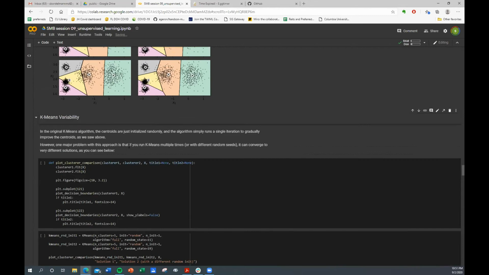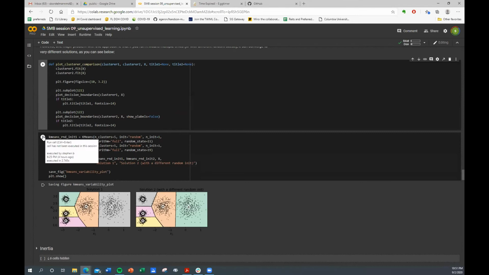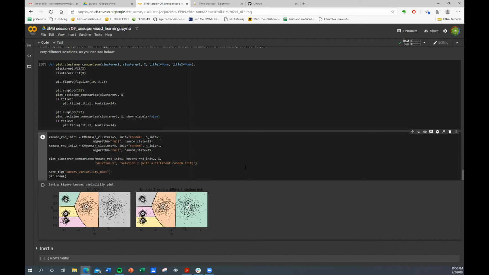All right, so by improving the approach by running it multiple times or with multiple different seeds, you can have different solutions. Now, when I ran this, I got to be honest with you, I wasn't particularly impressed with the convergence. I mean, to me, these look very similar.